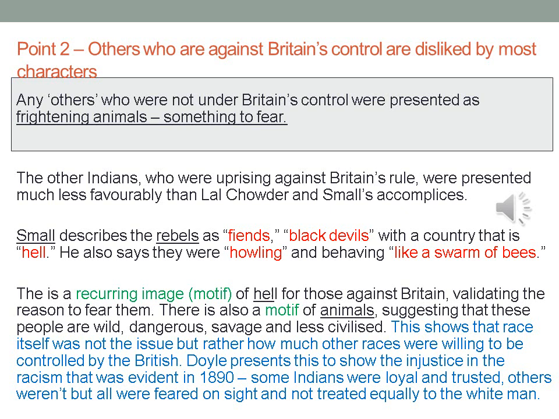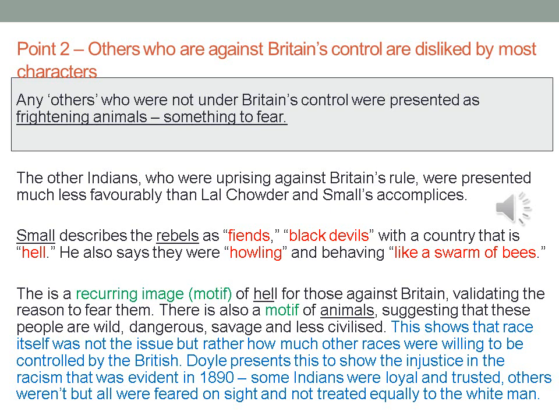We see this when we see how the other Indians who were involved in the uprising against Britain's rule are presented. Jonathan Small describes them from his experiences in India as "fiends," "black devils." He describes the country as a "hell." He talks about them "howling" and behaving like a "swarm of bees." Now, as you will see, there's a recurring image of hell running throughout this with the words "devil" and "hell." But there's also language linked to animals with "howling" and "bees."